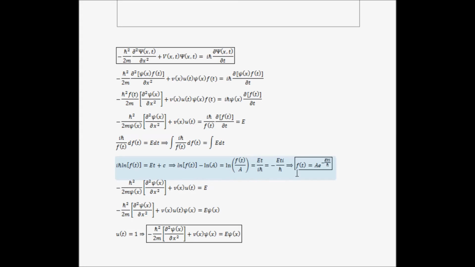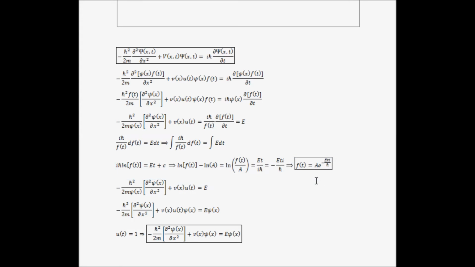Raise both sides by the exponential e. So e to this, we get f of t over a is equal to e to the power minus eti over h bar. And then we can multiply this through by a. So we get f of t, so the wave function to the time is equal to a e to the power negative eti over h bar. So that's solved, which is why I put it in a box.